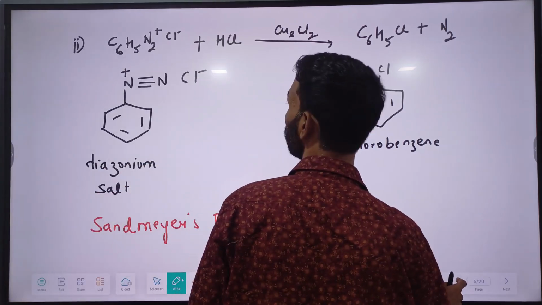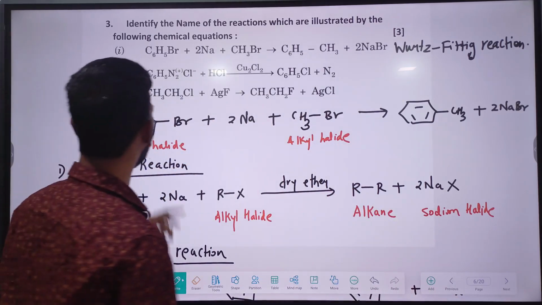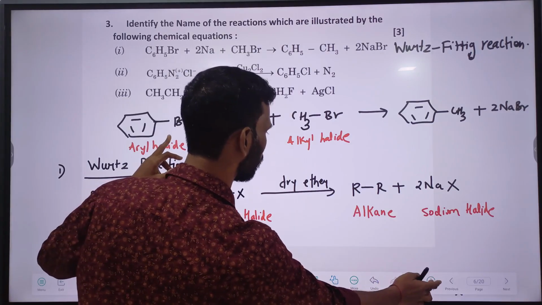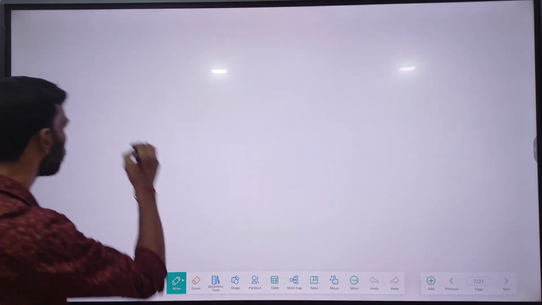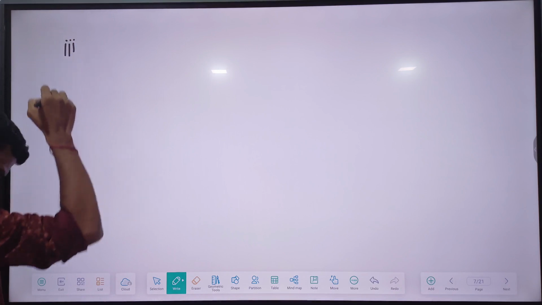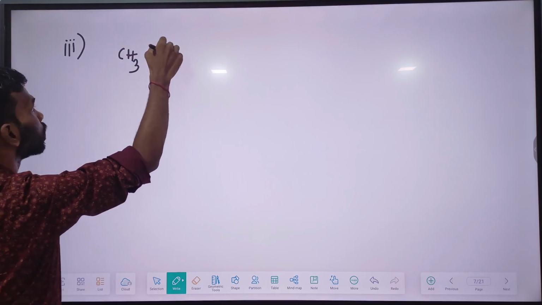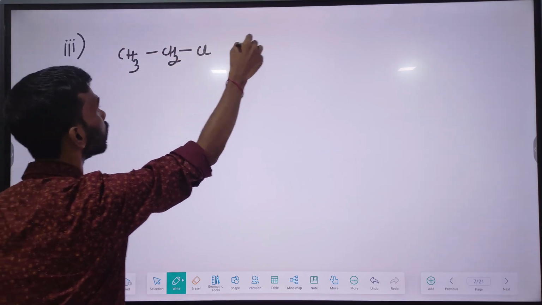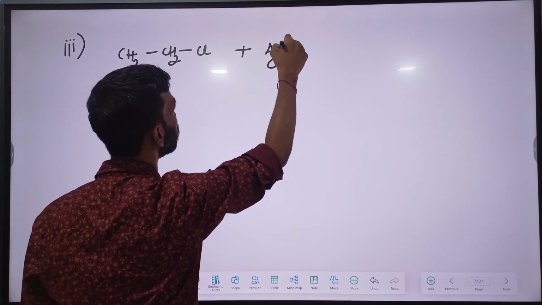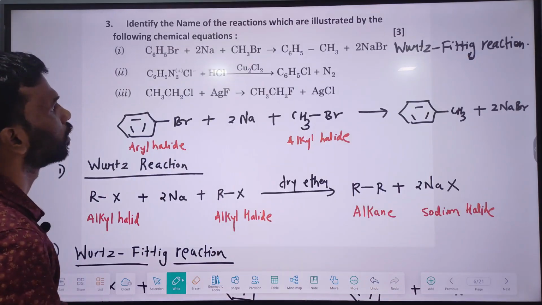Okay, so last question, what is the name of this reaction? That is the third reaction, which is given this way: CH3CH2Cl with AgF, silver fluoride. Silver fluoride only is given.